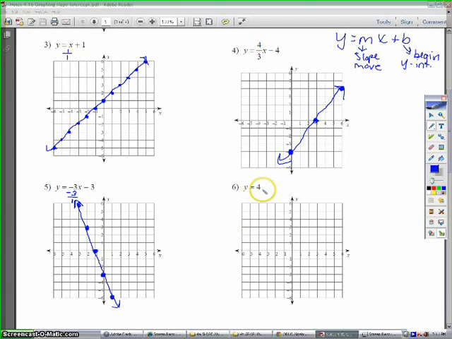Number 6, y equals 4. This is a special case because I don't have a slope. If we recall Slope Dude, he had a puff puff positive, he had a nice negative, and he said this was 0 fun, and then he fell off the cliff and said undefined. Well, this is the 0 fun. He's got no slope, so it's 0.